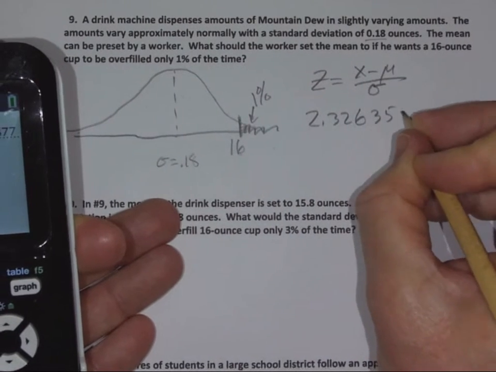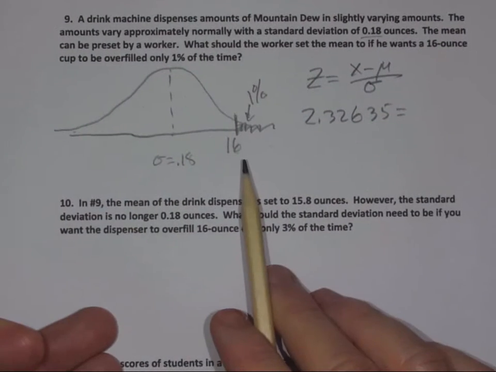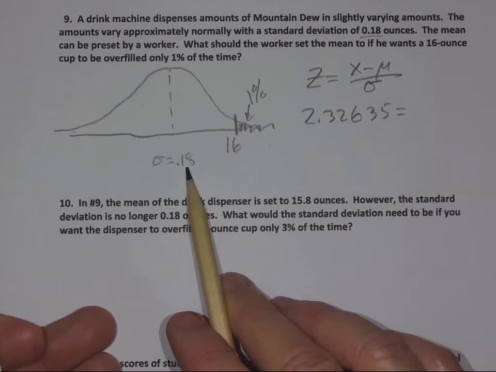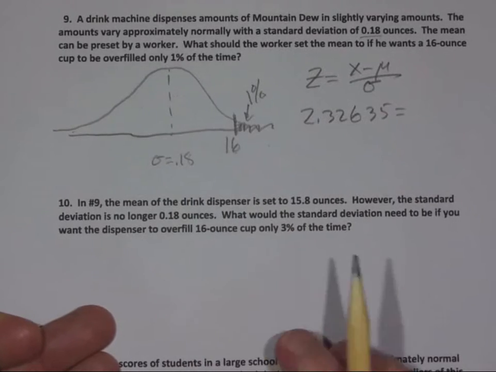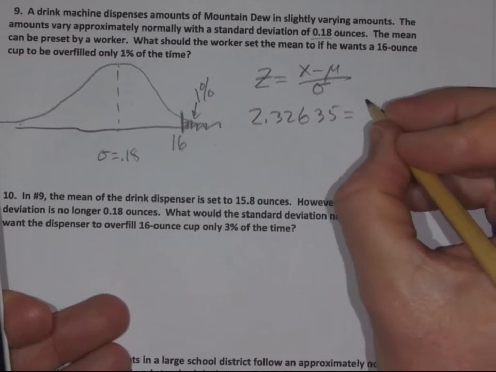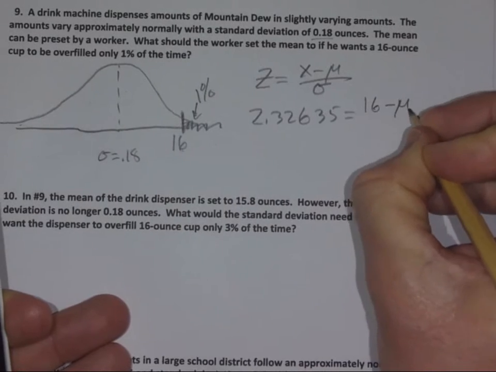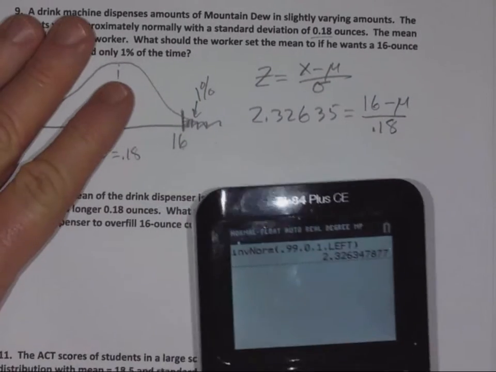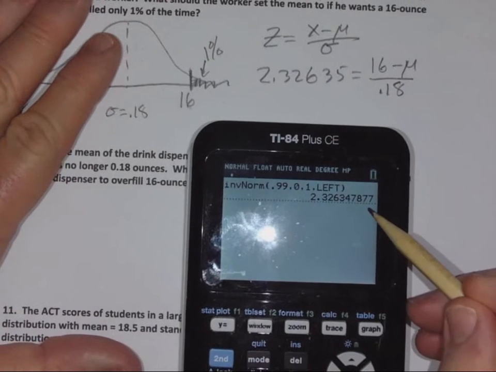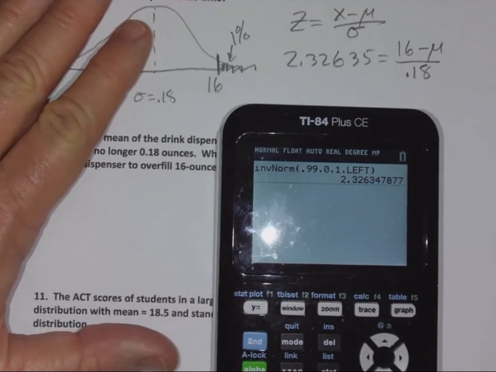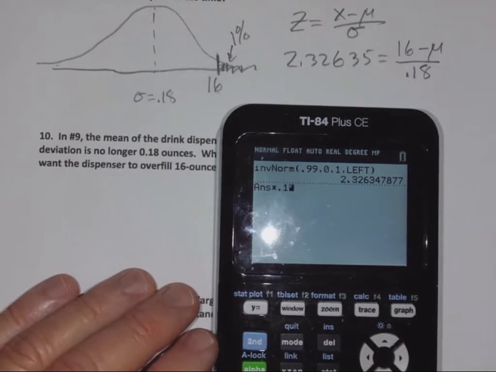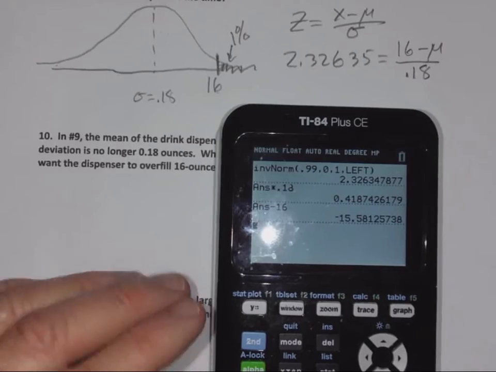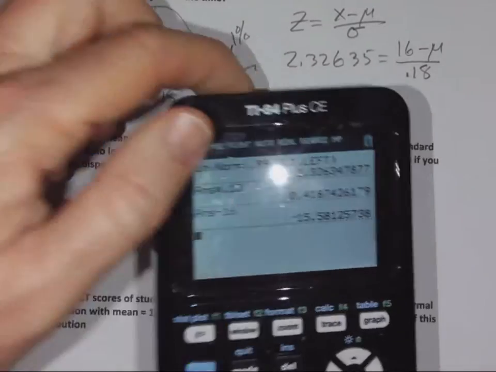2.32635, giving myself plenty of significant digits. Now I know what x and sigma are, but it asks me for what the mean is. So now I can use my formula. So this would be 16 minus mu over 0.18. And so I'll just use my algebra skills to find this out. And I've got that somewhat exact number in my calculator. So I'll just go times 0.18 is equal to, and then I'll subtract 16 minus 16. And so that gives me that. And then I just divide it by -1, and so it'd be 15.581.